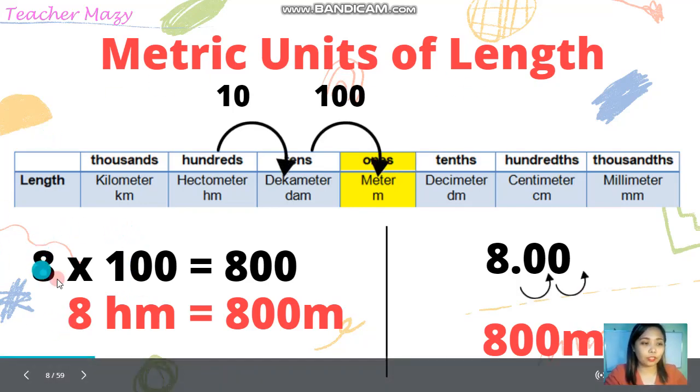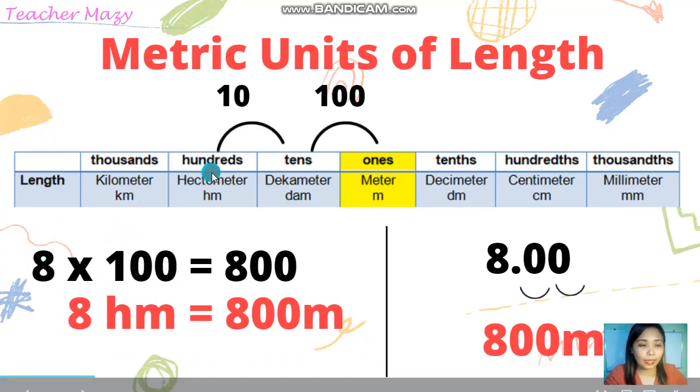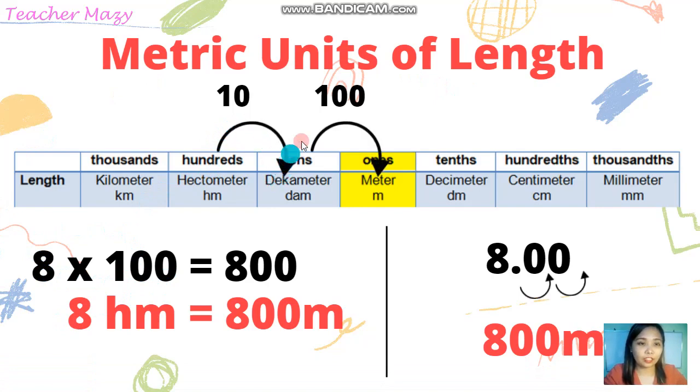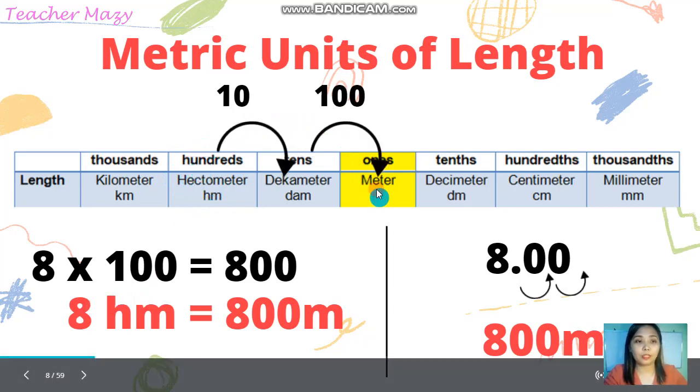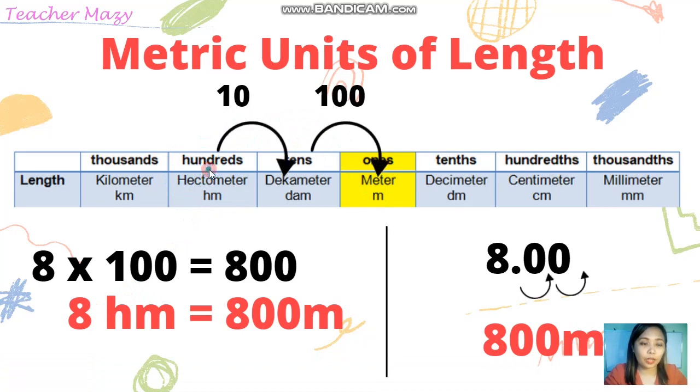So the first method is yung multiplication. So bibilangin natin kung ilang beses tayo nag-shift from our given, which is the 8 hectometer. So pupunta tayo sa meter. So that means we will jump twice or shift. 1, 2. At since ang ating metric units is in the power of 10, so kada shift natin, nagta-times 10. So kada shift natin, madadagdagan ng 0 yung factor na i-multiply natin.